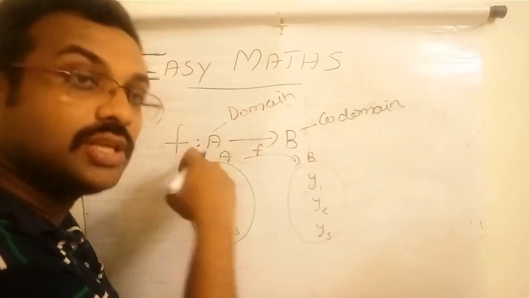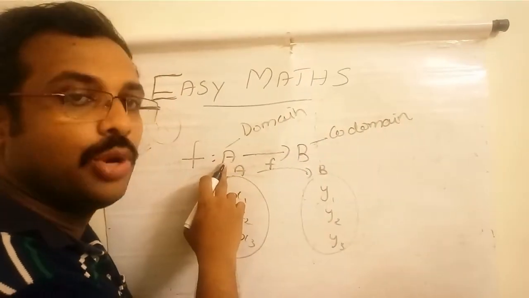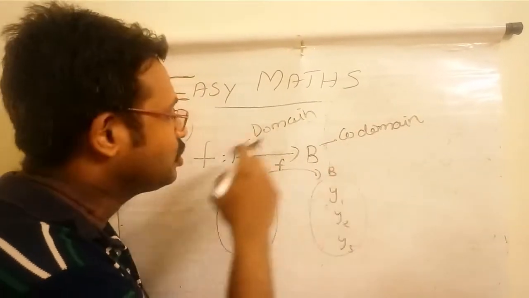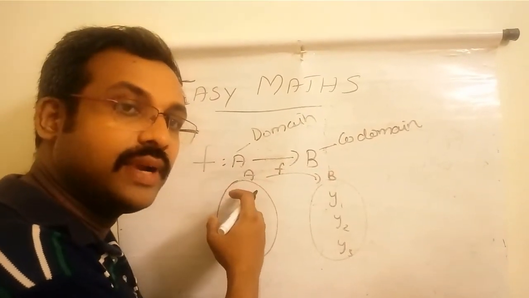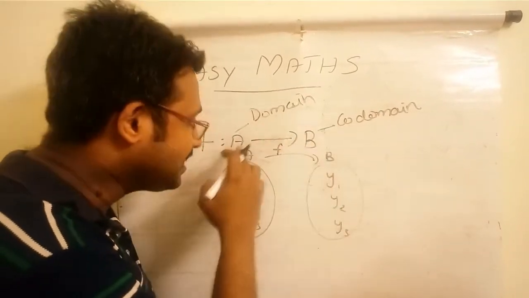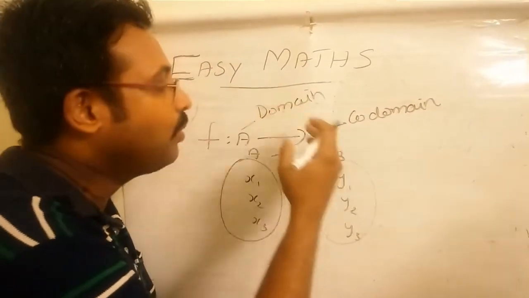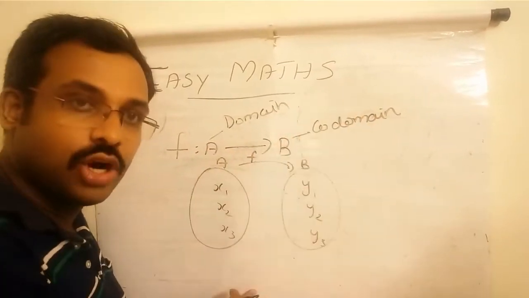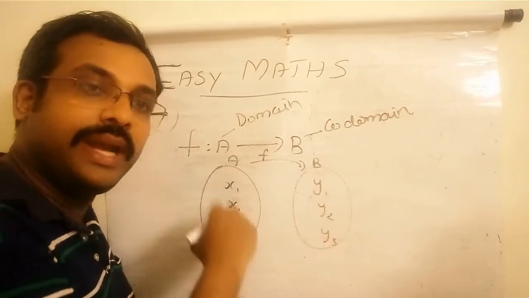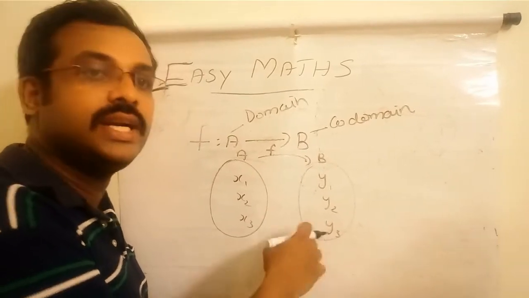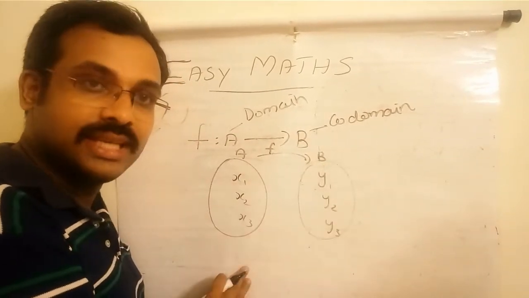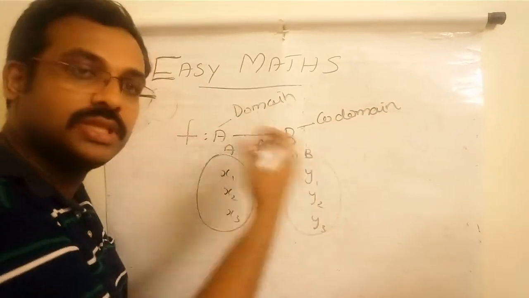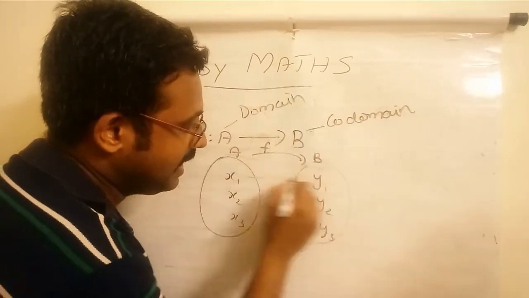So here, f is a function from A to B means A is the domain of the function f and B is the codomain of the function f. In the same manner, if f is defined from X to Y, then set X is called the domain and Y is called the codomain. Here A is the domain, B is the codomain. The domain and codomain of this function f contain three elements each. So I'm going to define a map from the set like this.